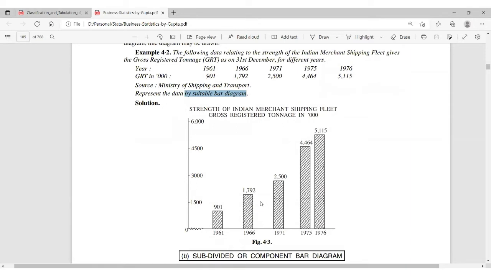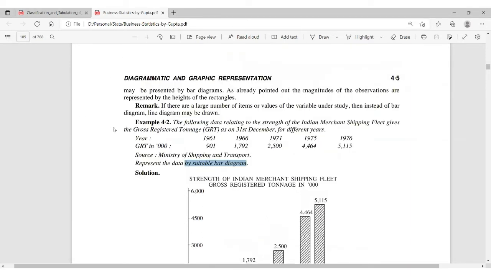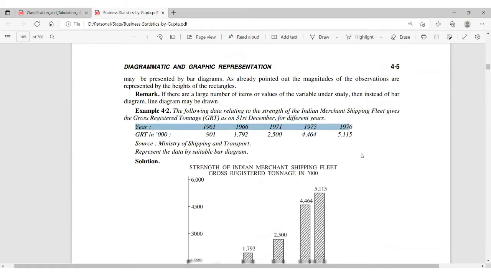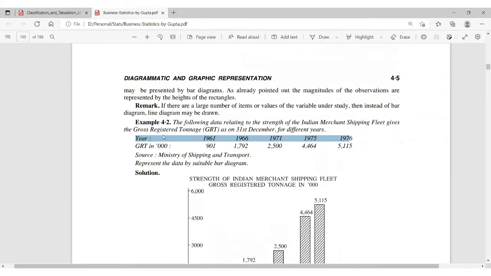Now, what do we do in this bar diagram? The first column is here; we make this the x-axis. The second one is GRT; we make it the y-axis, right? In 61 the data is given. Then 66, after 5 years. Then 71, after 5 years. Then 75, after 4 years. Then the next year is the data.